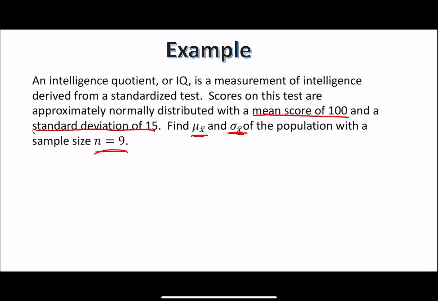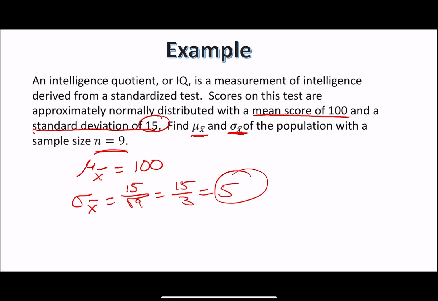All right, so let's take a look at this. Our mu sub x bar, remember, that is the same thing as the population mean. Our standard deviation sub x bar is our standard deviation here, so it's 15 divided by the square root of 9. So 15 divided by 3, so it's going to be 5. So this right here is my standard deviation, or standard error, same thing. And this right here is my mu sub x bar.